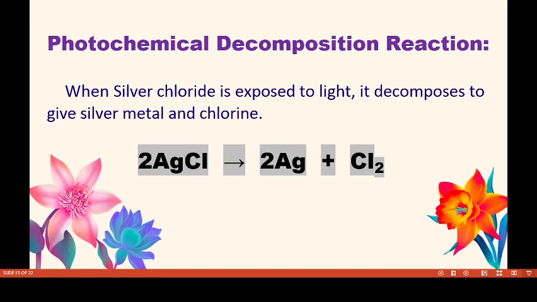When silver chloride is exposed to light, it decomposes to give silver metal and chlorine. This is silver and this is chlorine. This is silver chloride, AgCl. Here we are using light as a catalyst. When a decomposition reaction takes place on the absorption of light, such a reaction is known as photochemical decomposition reaction.